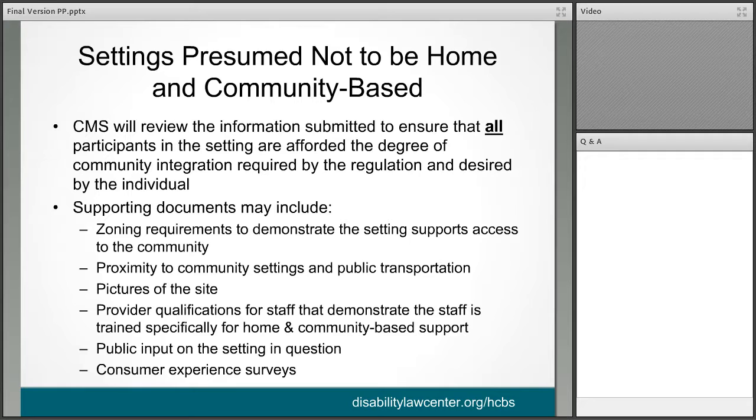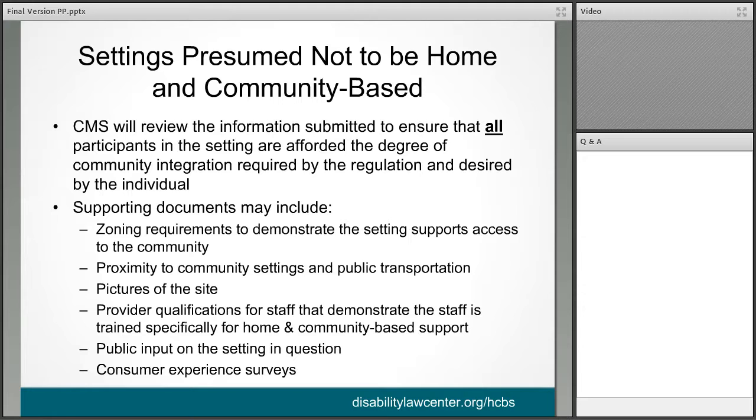Next, you can submit pictures of the site. We want to see how the site is set up, if the site is facilitating integration between the community and the site. Also, we look at the distance if you own both a residential and a non-residential site, whether they are closely located, those types of things. Next, you can submit information about provider qualifications for staff that demonstrate that the staff is trained specifically for home and community-based support.